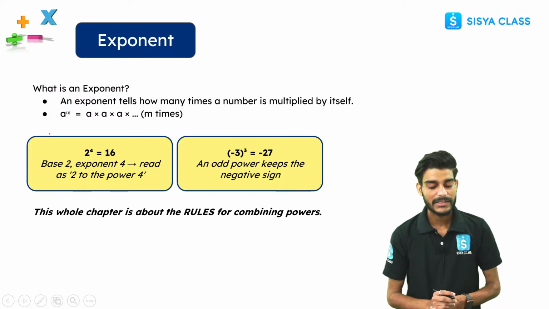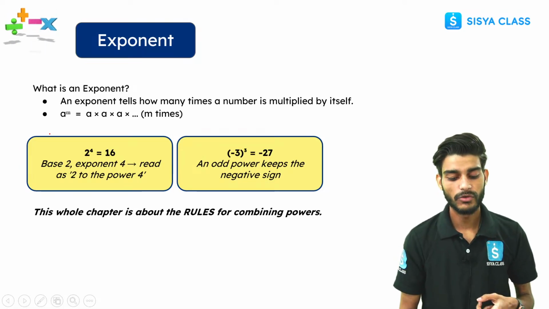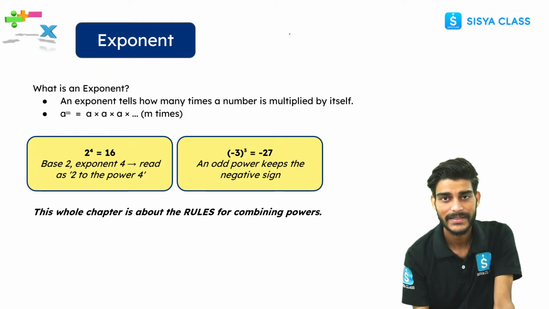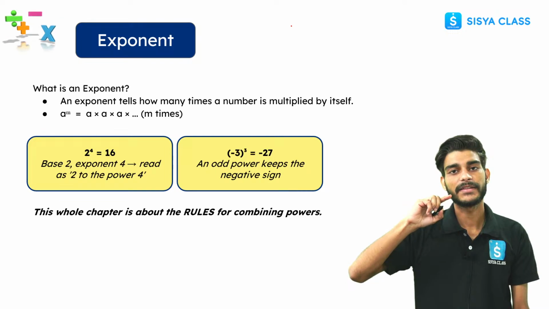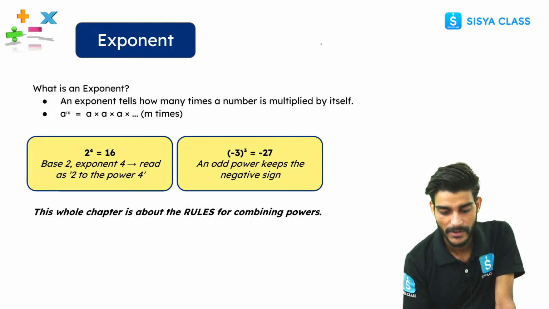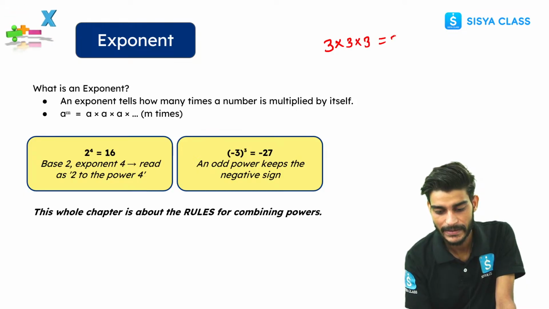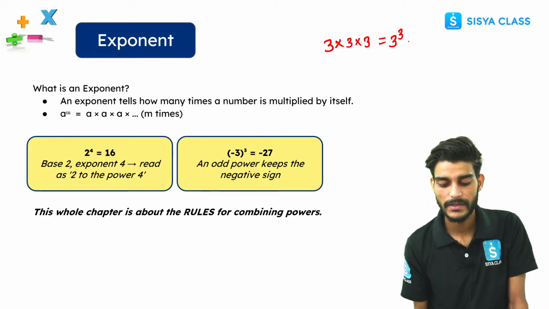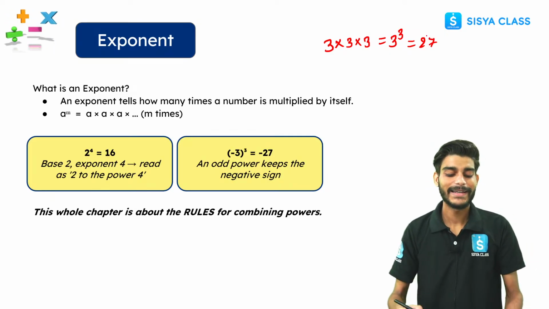What is an exponent? In the first chapter we studied cubes and cube roots, squares and square roots. There I told you that if the same number is multiplied 3 times, like 3 into 3 into 3, it is written as 3 raised to the power 3. That was basically a cube, right? So it was 27. Now, what is an exponent here?